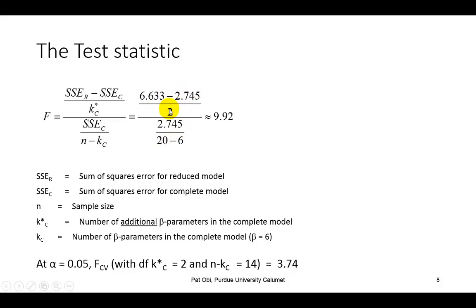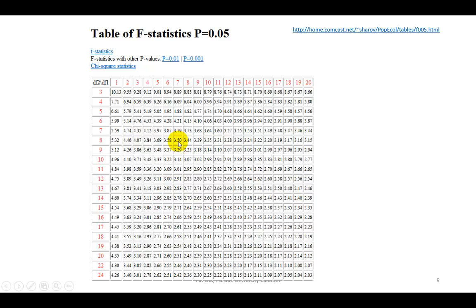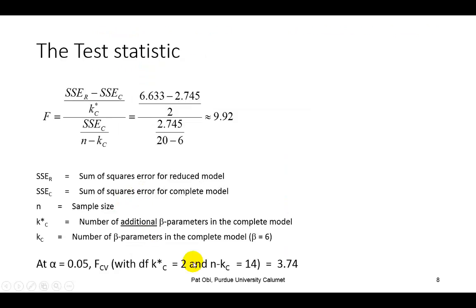Working this out, we find a calculated F of 9.92. To this, we must compare the critical value of F based on 2 degrees of freedom in the numerator and 14 in the denominator. And here is the F table. These are the degrees of freedom in the numerator and these are in the denominator. So 2 above and 14 below, and that's the value right here, 3.74. So that's the critical value of F.